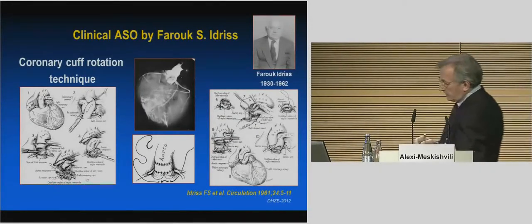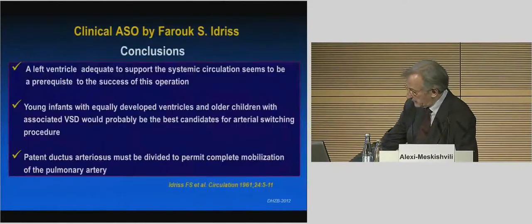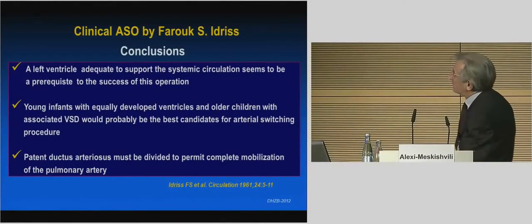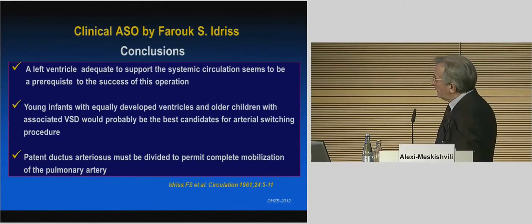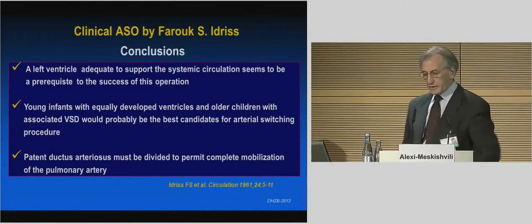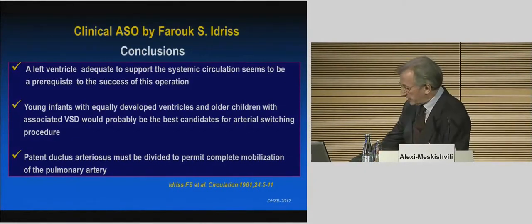But interesting is that Idriss at that time, in 1961, made very important conclusions. He concluded that the left ventricle must be adequate to support systemic circulation. Young infants with well-developed ventricles, and especially with VSD, are probably the best candidates for arterial switch operation. And the patent ductus arteriosus must be divided and the pulmonary arteries must be completely mobilized. These are points we use nowadays, very important for surgical success. So these people maybe were not very successful in surgery, but they had very brilliant ideas.